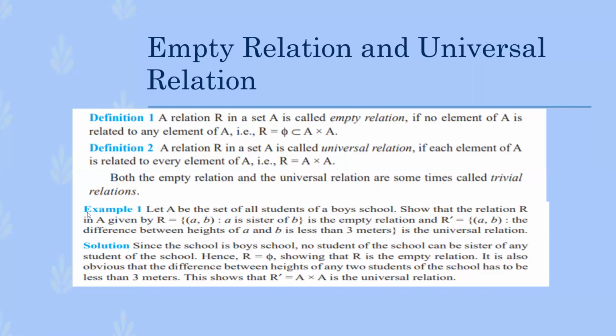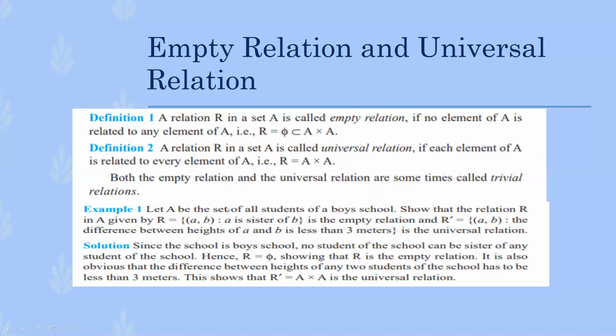Let's do one example so that it will be better to understand. Let A be the set of all students of a boys school. Show that the relation R in A given by R = {(a, b): a is sister of b} is the empty relation, and R dash = {(a, b): the difference between heights of a and b is less than 3 meters} is the universal relation. So let us understand how it is an empty relation and how it is a universal relation.